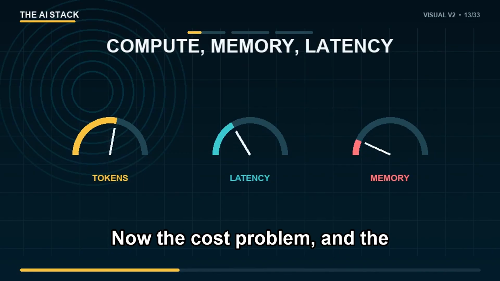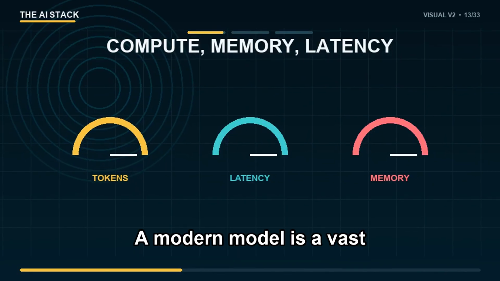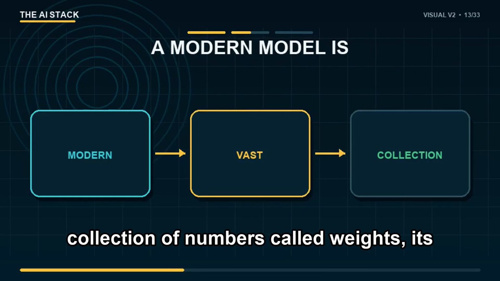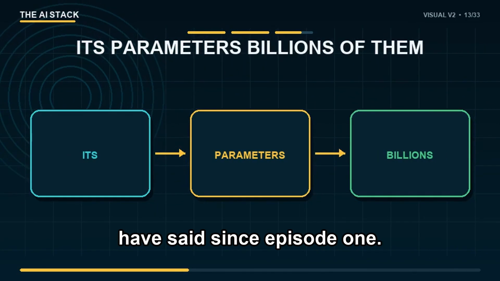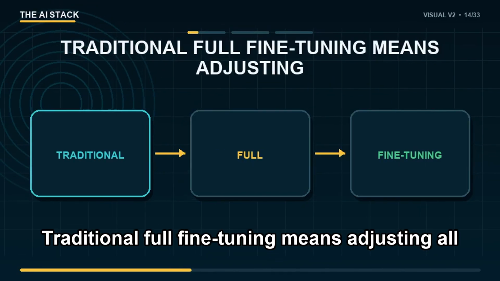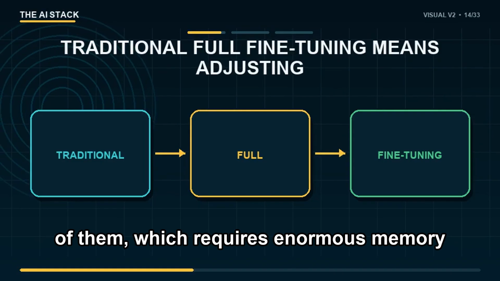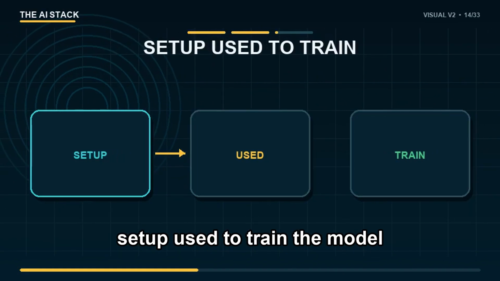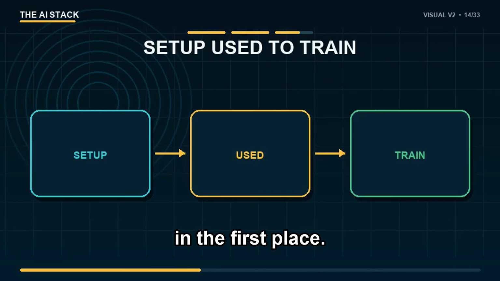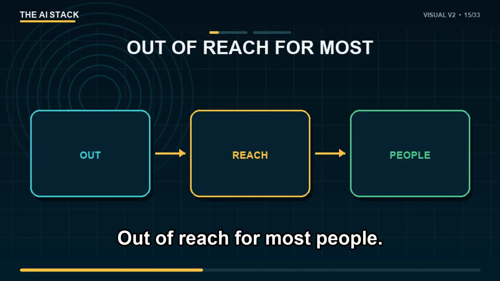Now, the cost problem and the clever fix. A modern model is a vast collection of numbers called weights. Its parameters, billions of them, as we have said since episode 1. Traditional full fine-tuning means adjusting all of them, which requires enormous memory and compute, basically the same brutal setup used to train the model in the first place. Out of reach for most people.